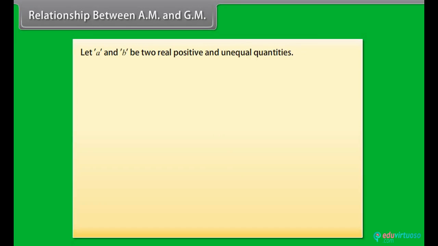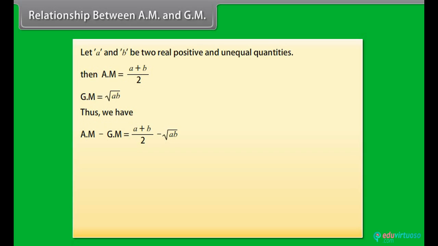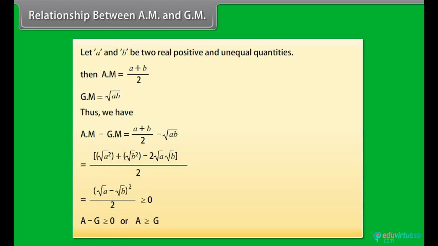Relationship between AM and GM. Let A and B be two real positive and unequal quantities. Then, arithmetic mean is equal to A plus B divided by 2. Geometric mean is equal to square root of AB. Thus, we have arithmetic mean minus geometric mean is equal to a plus b divided by 2 minus square root of ab. And on solving, it is found that the difference is greater than or equal to 0, and A is greater than or equal to G.